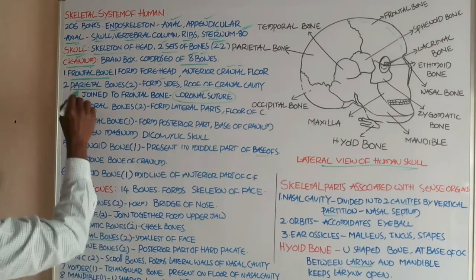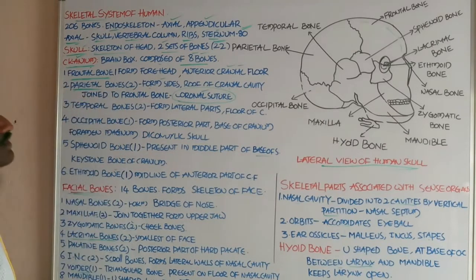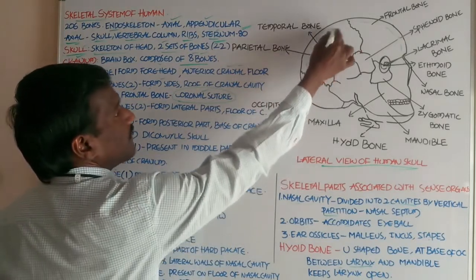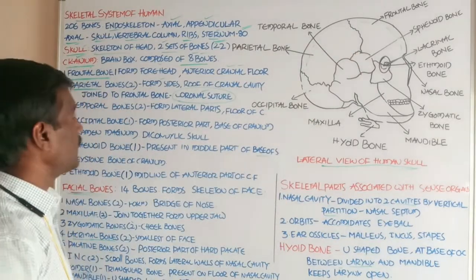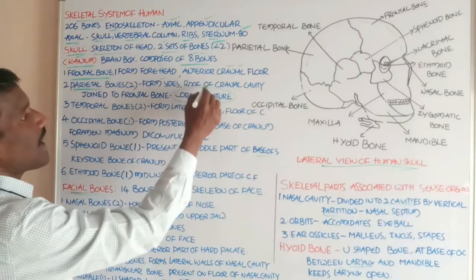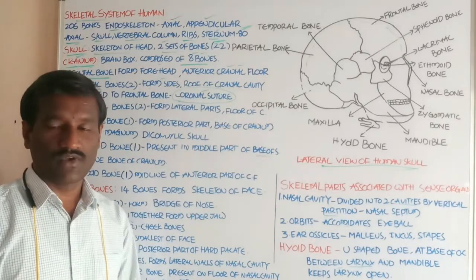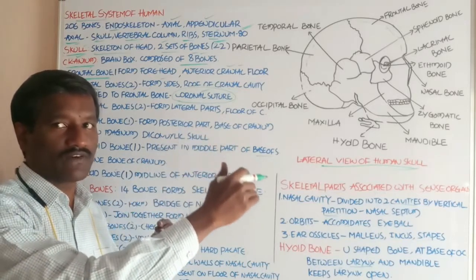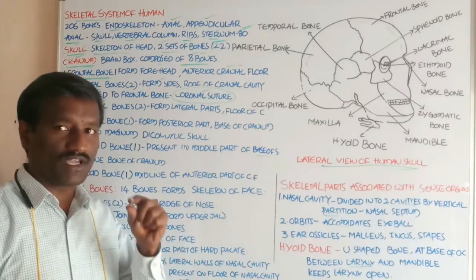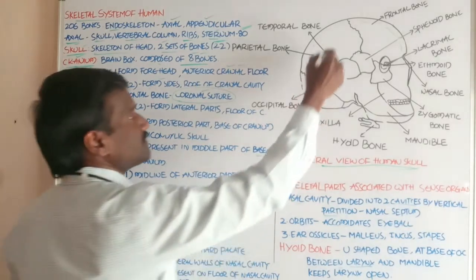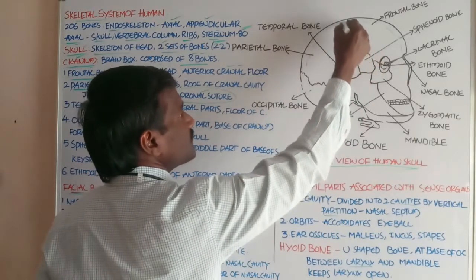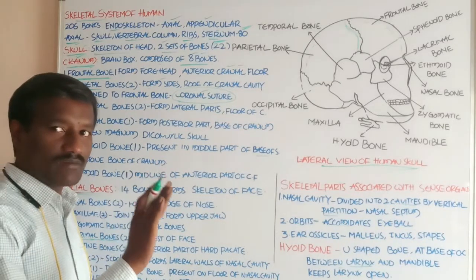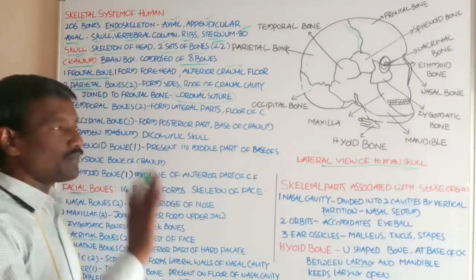Okay, student. Next, the second one is the parietal bones. Parietal bones are 2 in number. Parietal bones form the sides and roof of the cranial cavity. The parietal bones are connected with the frontal bone by a joint-like arrangement called a suture. This is the coronal suture, the joint between the frontal and the parietal bones.